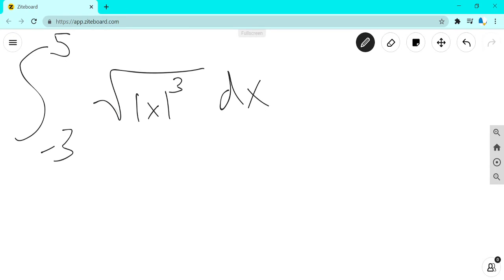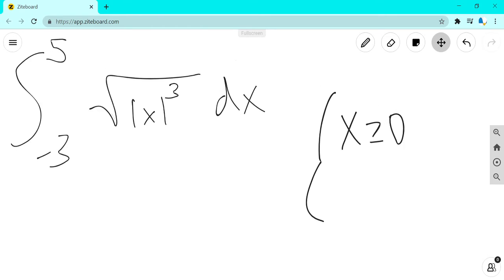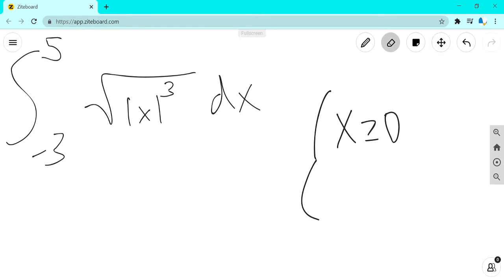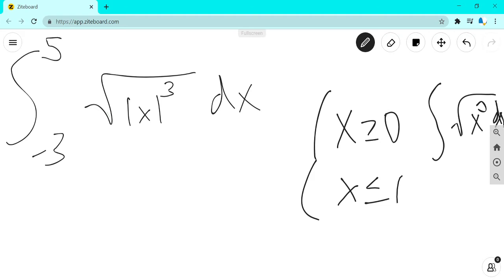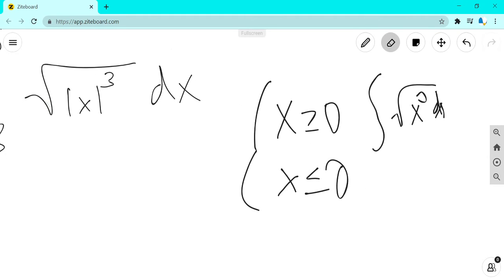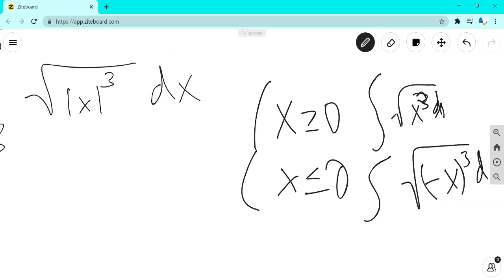Basically, we're saying if x is greater than or equal to 0, then our integral is going to be the integral of the square root of x to the third dx. And if x is less than or equal to 0, then it's going to be the integral of the square root of negative x to the third dx.